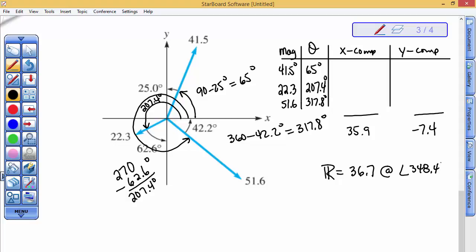It should be in the fourth quadrant because x is positive and y is negative. Again, try this one on your own, and I'm going to come back and do the next story problem.